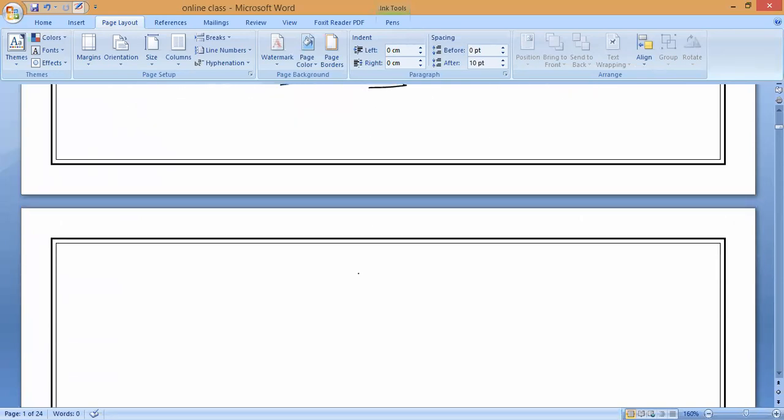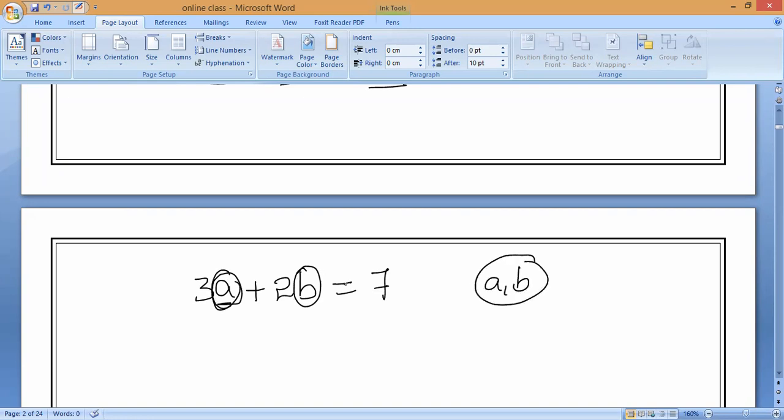Some examples. Ma'am, 3a plus 2b equal to 7. Okay, this is a linear equation in two variables. What are the variables here? a and b are the variables. And this is an equation. Equation means it has an equal sign. The expression must contain an equal sign. Do you understand? Yes, ma'am.